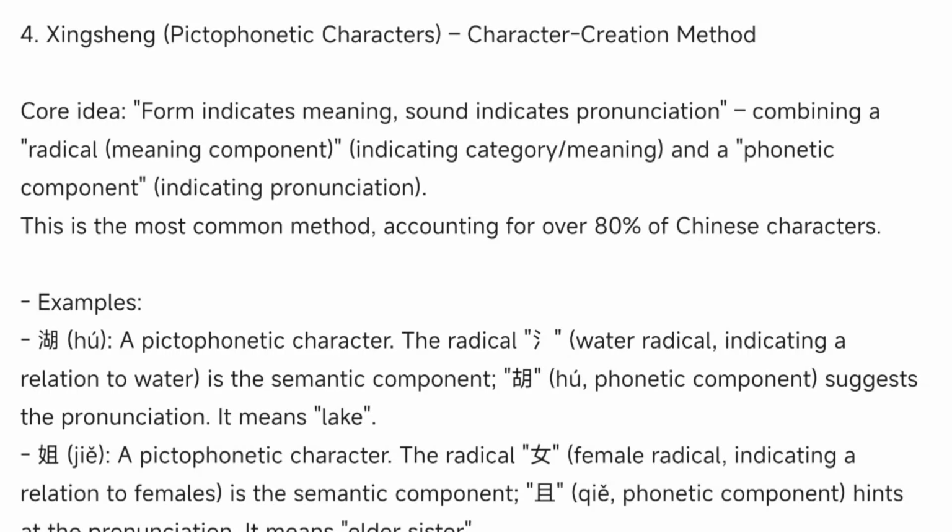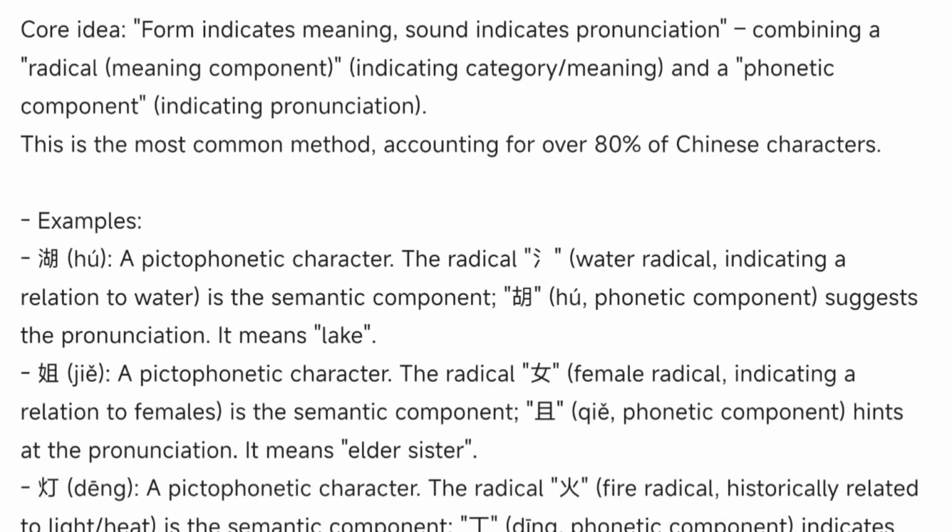Now let's come to the first one, which is the most difficult and most common one. 形声, pictophonetic characters. The core idea is: form indicates meaning, sound indicates pronunciation, combining a radical meaning component indicating category meaning, and a phonetic component indicating pronunciation. This is the most common method, accounting for over 80% of Chinese characters. And I prepared some examples.